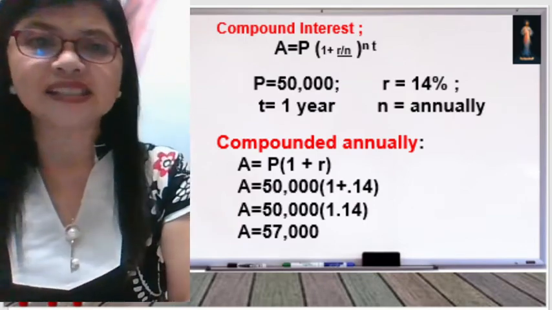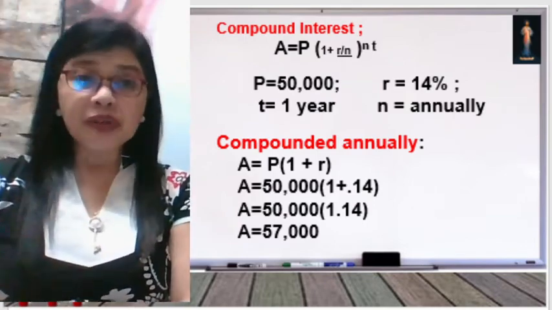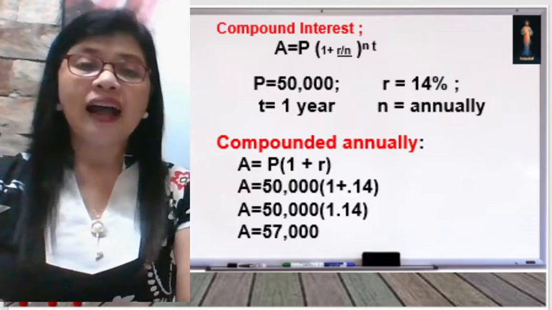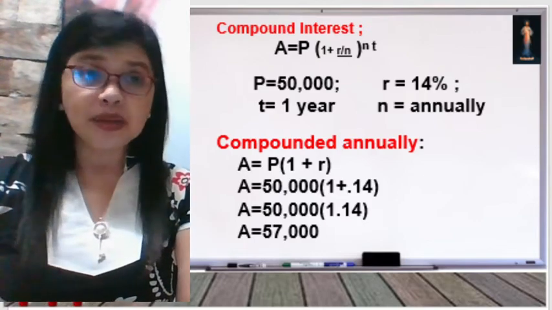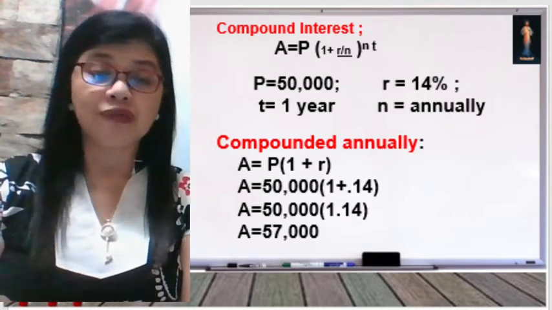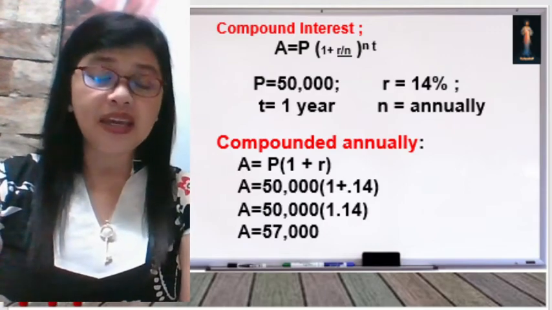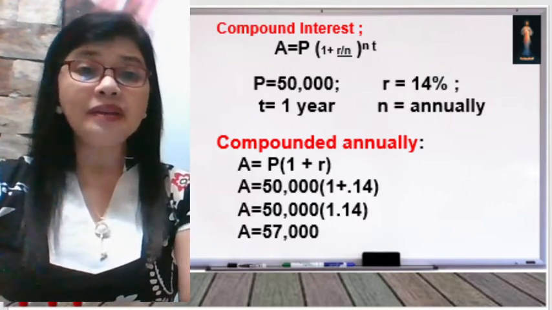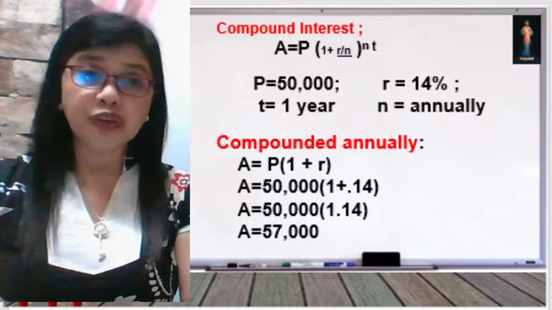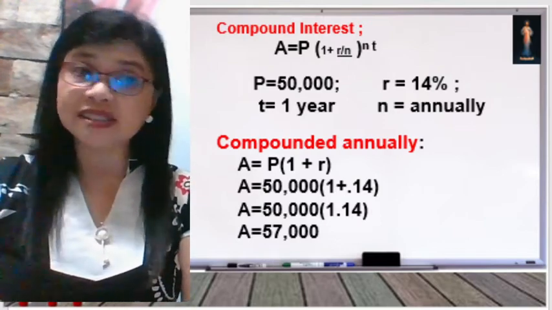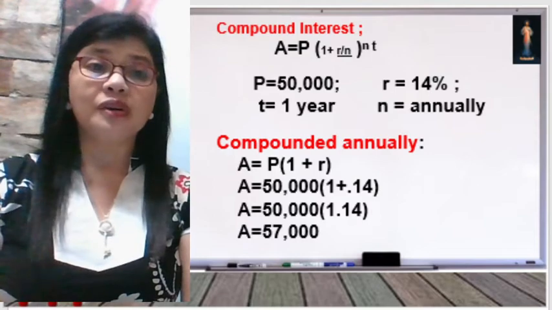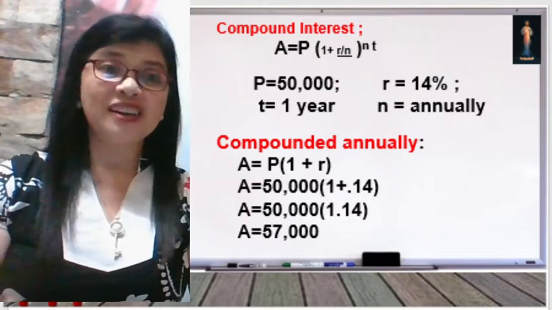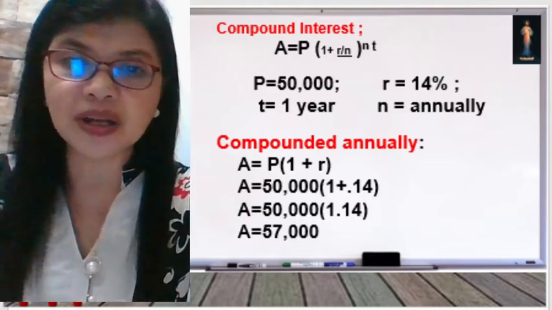Next, let's try solving this. The problem says the principal amount is 50,000 compounded once, annually, at a rate of 14%. How much is the maturity value or the future value? So the amount is equal to P times 1 plus R, equals 50,000 times 1.14. So how much is the future value of your 50,000 now? After a year, it becomes 57,000. That's for the annual compound.